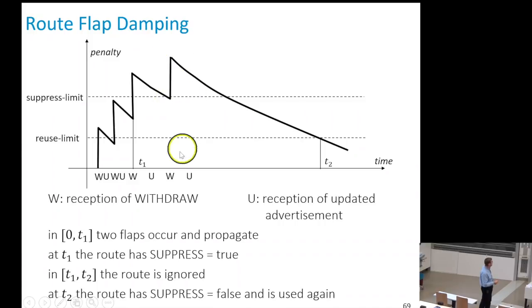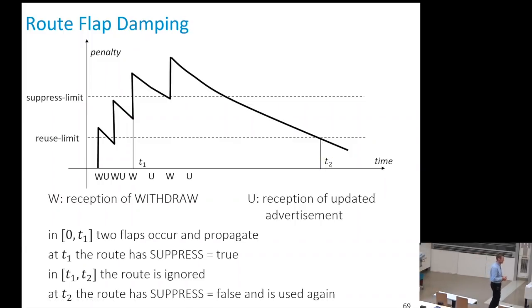Then we see it withdrawn another time. And then the problem with the router that caused these oscillations is fixed. So it's updated only once. But here it is still not used until enough time has passed such that the penalty is below the reuse limit. And this time will typically be tens of seconds. So during the interval 0, T1, we accept the flapping of the route. But this has happened too many times within a short interval of time. During T1, T2, we don't accept the route.